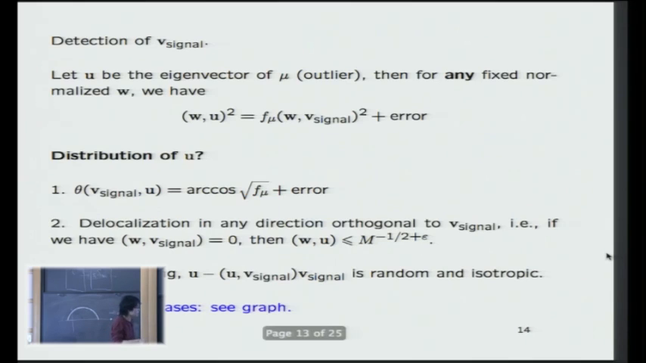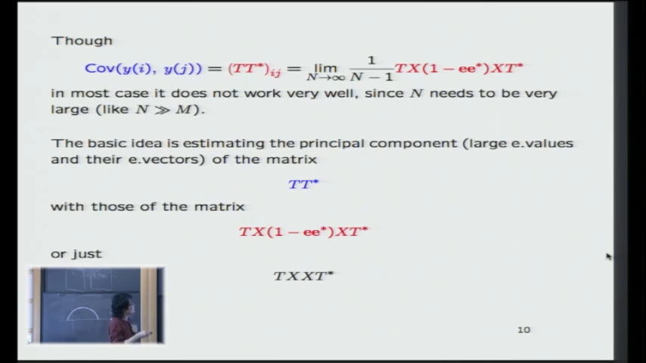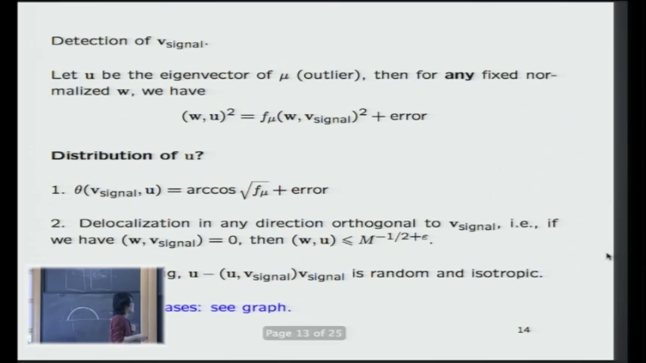Okay, so it's page 14. How about the eigenvector? What can you say about the eigenvectors of this one from the eigenvector of this one? So that's what I'm going to talk about now. Let u be the eigenvector of mu, which is the outlier. So this is the outlier, and it has an eigenvector. We call it u. What's the relation between this u and this V signal?